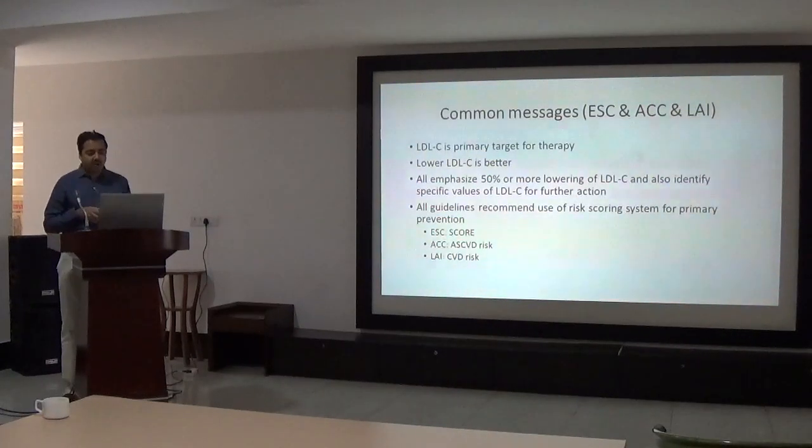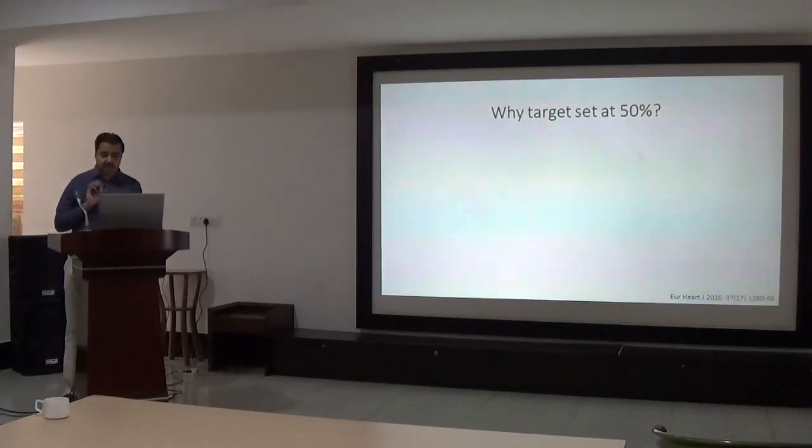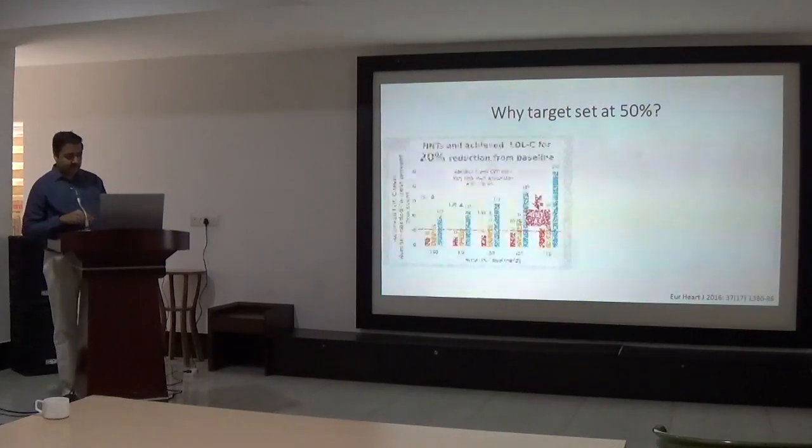So the common message from all these guidelines: LDL-C is the primary target, lower LDL is better. All emphasize 50% or more lowering of LDL cholesterol, and also identify LDL specifically for further actions. All recommend using some scoring system for risk assessment. Now why was the target set at 50%?